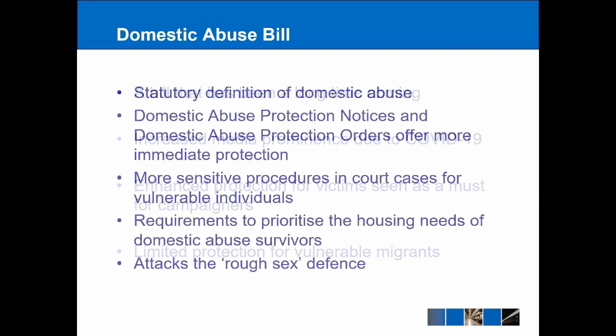So what does the bill actually do? Well, for the first time, we're potentially going to get a statutory definition of domestic abuse, which is really important, taking that away from the common law and having it something that's enshrined in statute. We're also going to have things like domestic abuse protection notices and orders, which offer much more immediate protection to victims. So rather than them having to potentially wait and get those orders or notices against their partner, they can now get them much more immediately and get immediate protection.